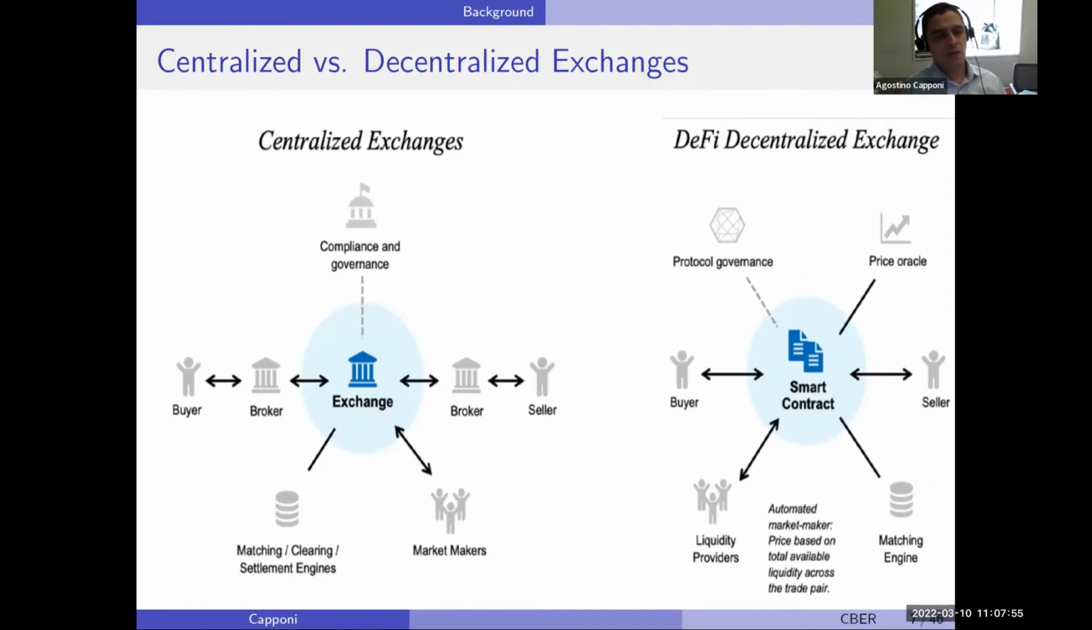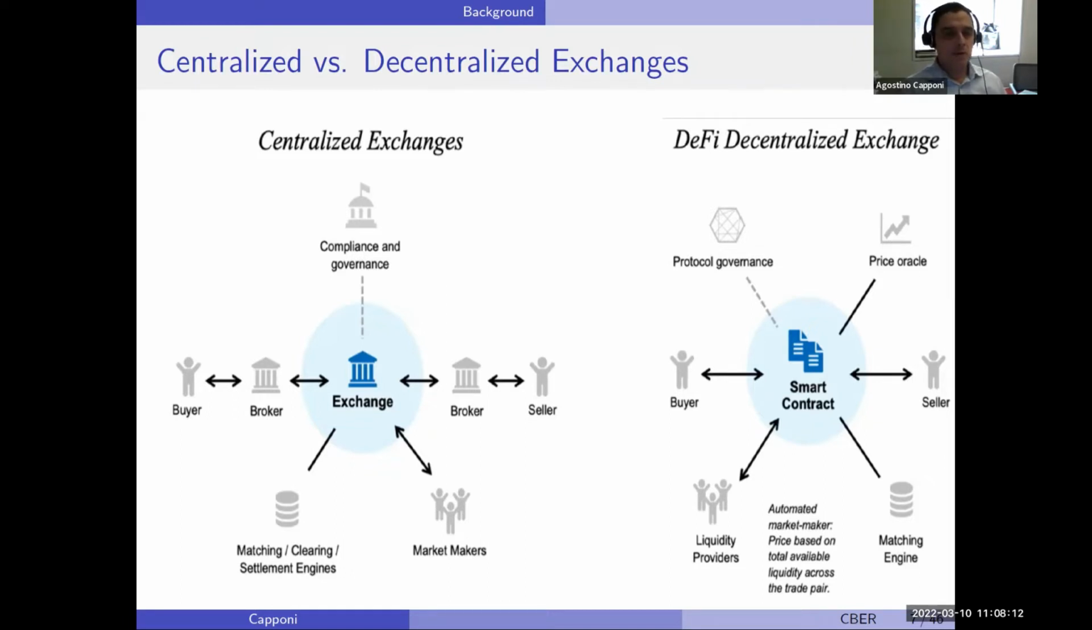So the market makers are these financial intermediaries who decide on the prices. They specify the bid-ask spread at which the transaction needs to be executed. When we think about exchanges, of course, they are for-profit corporations, so they are subject to compliance and governance regulations.